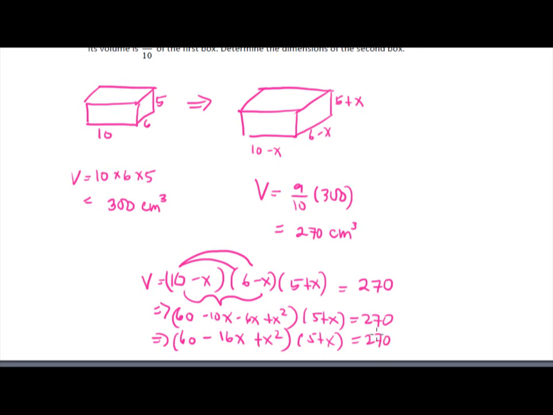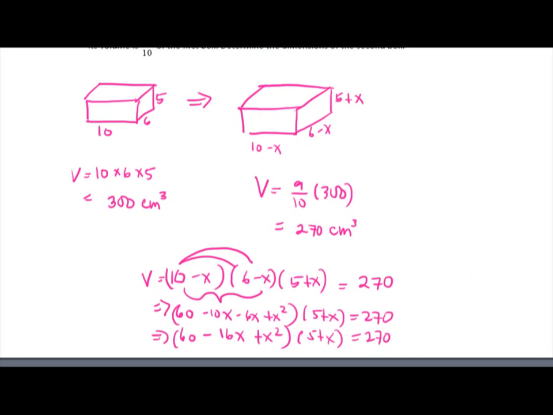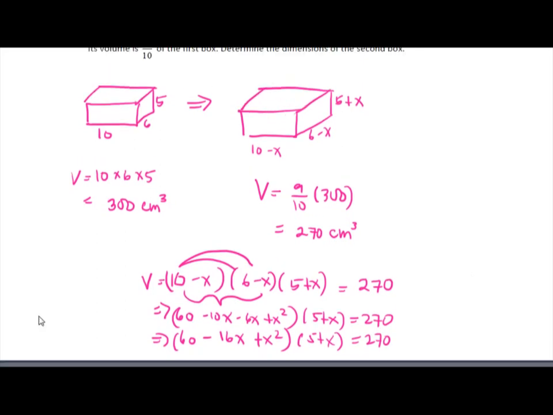Okay, since we don't have enough space here, I'll be continuing the solution in the next video. So just take note of this equation: 60 minus 16x plus x squared, times 5 plus x, equals 270. Okay, so wait for the next video.